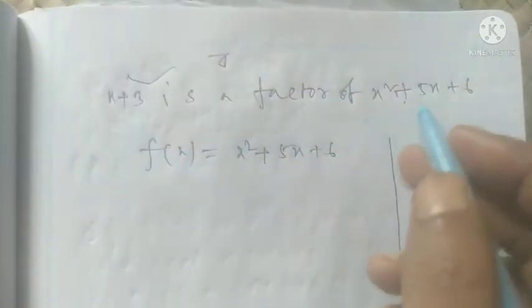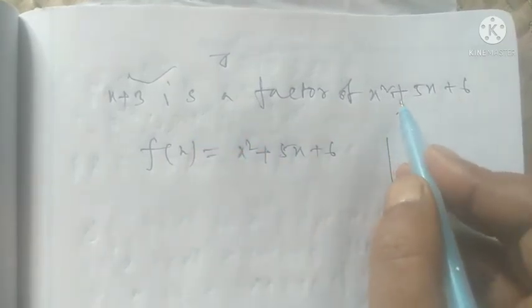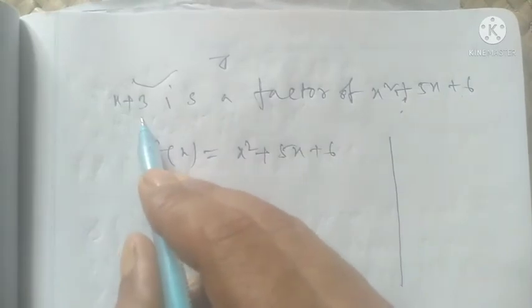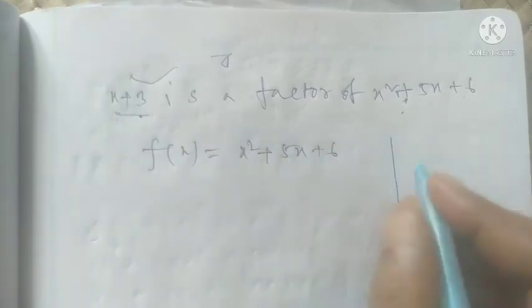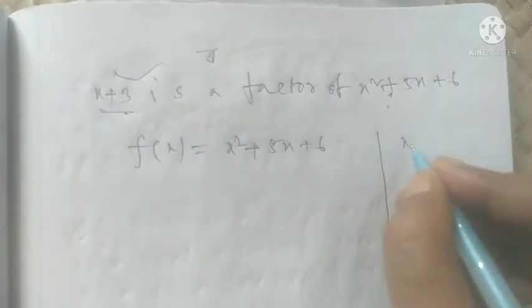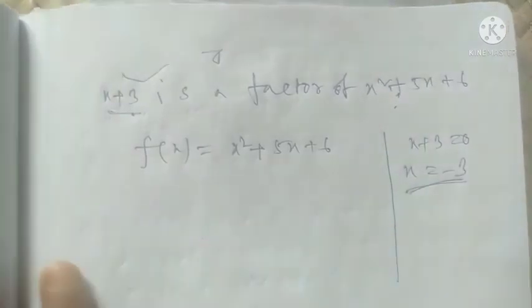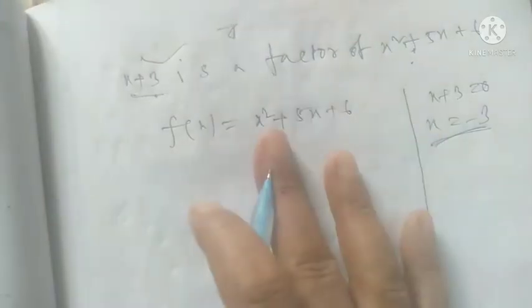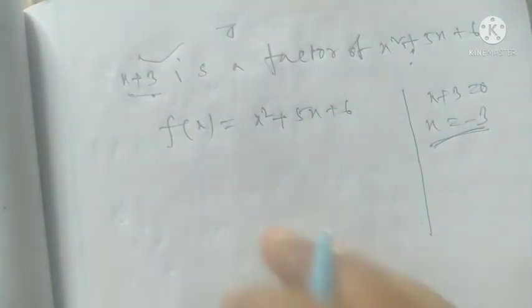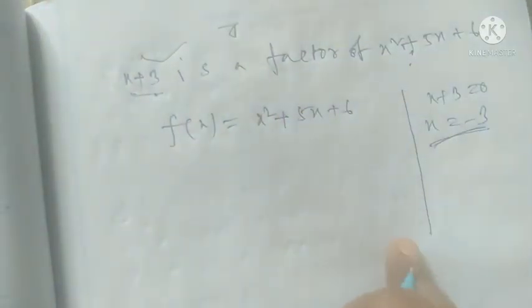x plus 3 is a factor, yes or no? First of all, this is the dividend and this is the divisor. So you write x plus 3 is equal to 0, so x equals minus 3. Then you have to find out the remainder. If the remainder is 0, then you can say this is a factor of this polynomial. If the remainder is not 0, then it is not a factor of this polynomial.